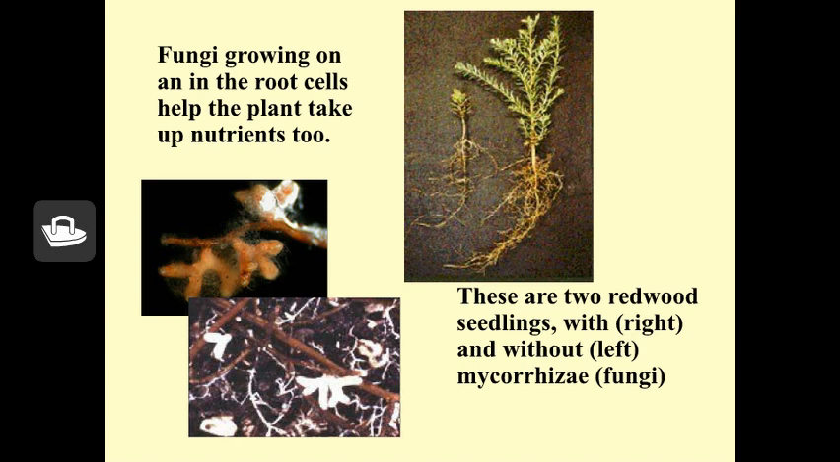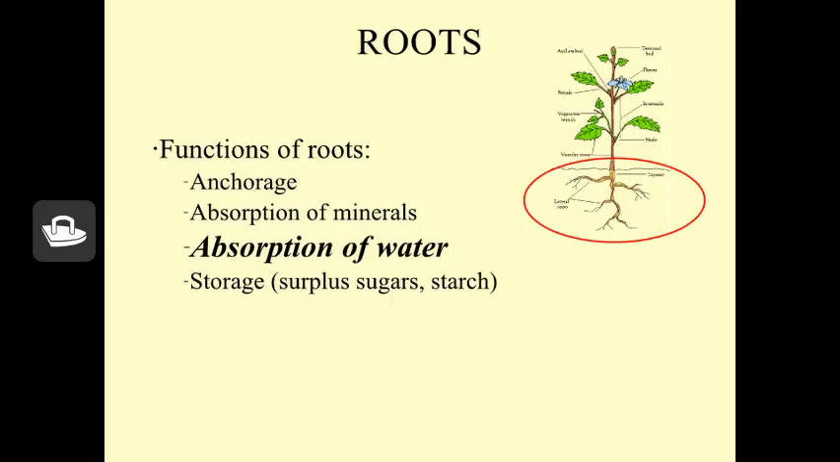You can see these two redwood seedlings. One was grown with fungi and one without. The fungi, called mycorrhizae in this case, help the plant grow faster. You can see the plant on the right, which has the mycorrhizae infecting it, is growing much faster because it can absorb more nutrients. And the third function of roots is absorption of water.